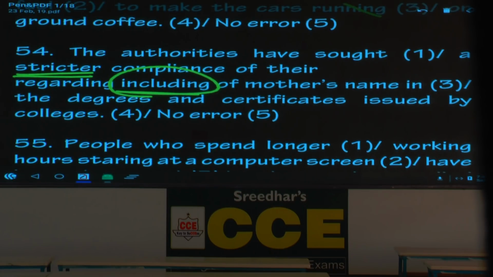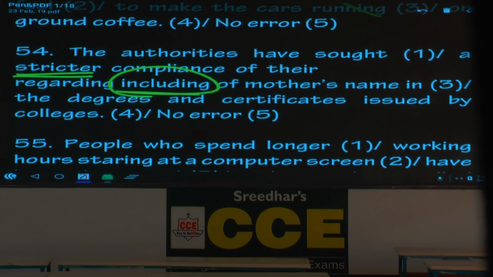Once you spot a glaring error, what is a glaring error here? Including is not correct, it should be inclusion. Then there ends the matter. You don't have to rack your brains over stricter or strict, don't waste your time. Inclusion is there. If it is there, then definitely you should not consider stricter.